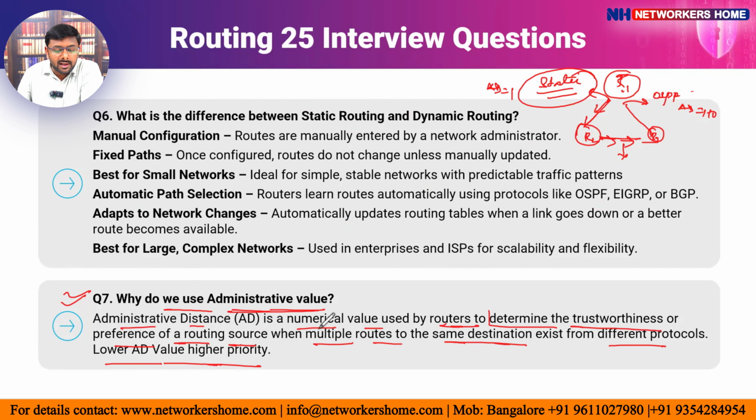So that's why it is telling you that it is used to determine the trustworthiness or preference of a routing source when multiple routes to the same destination exist. To reach the same destination in this scenario we have multiple routes, but it has to consider only one route. And how does it consider that route? Based on that particular AD value. That's why we have the use of these AD values. And all the routing protocols that we will be discussing have certain AD values. Different routing protocols, different AD values.